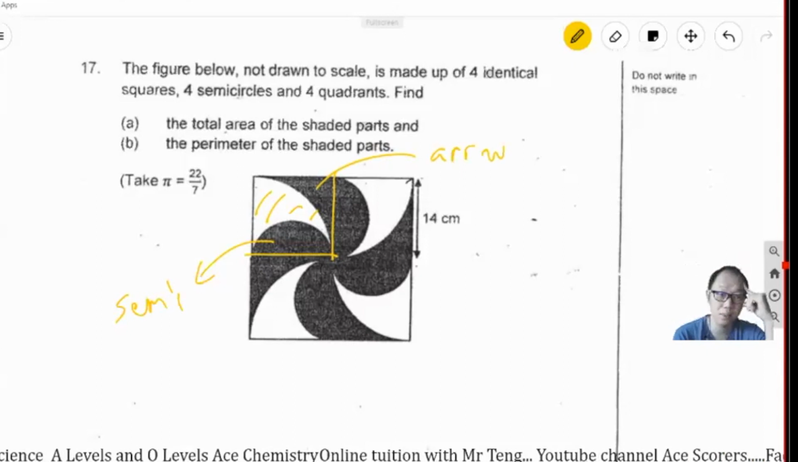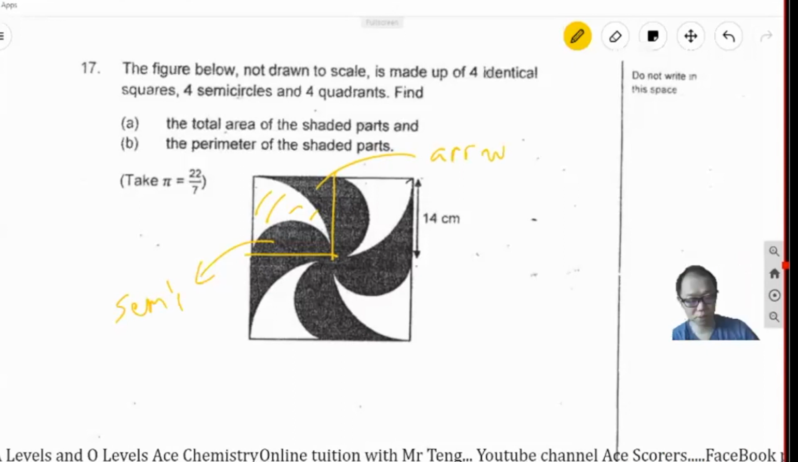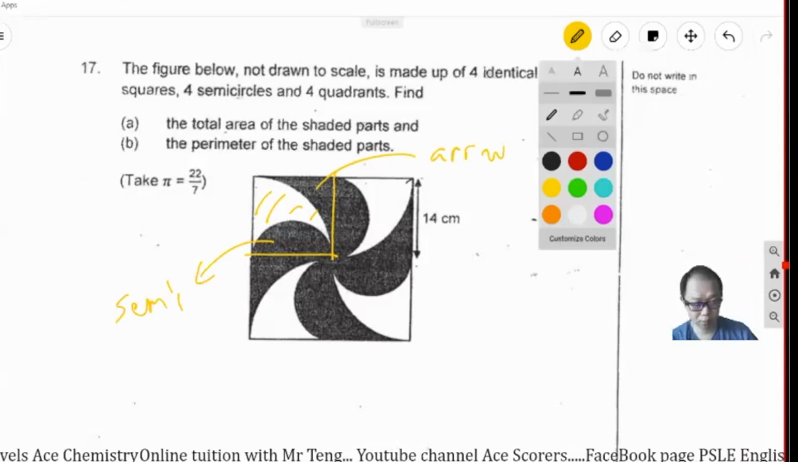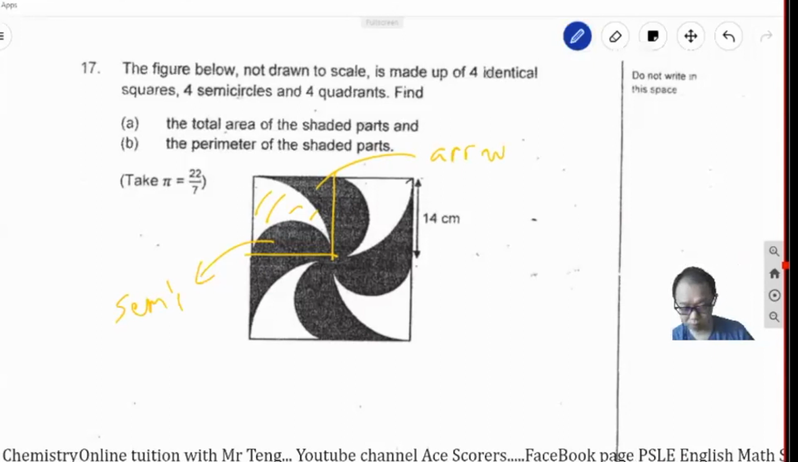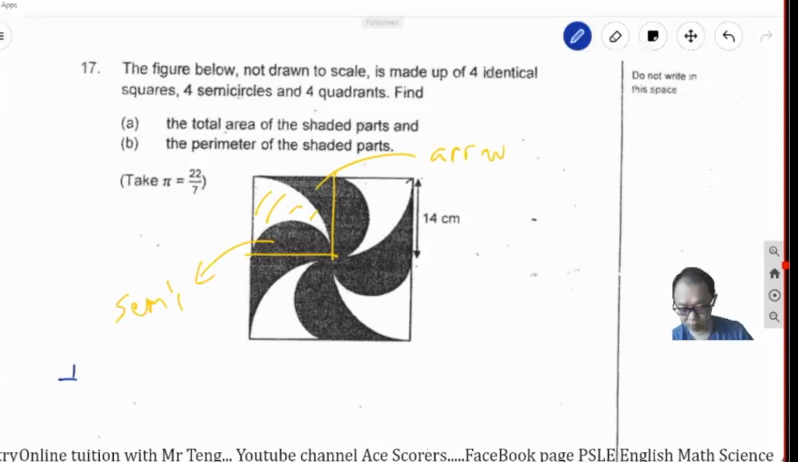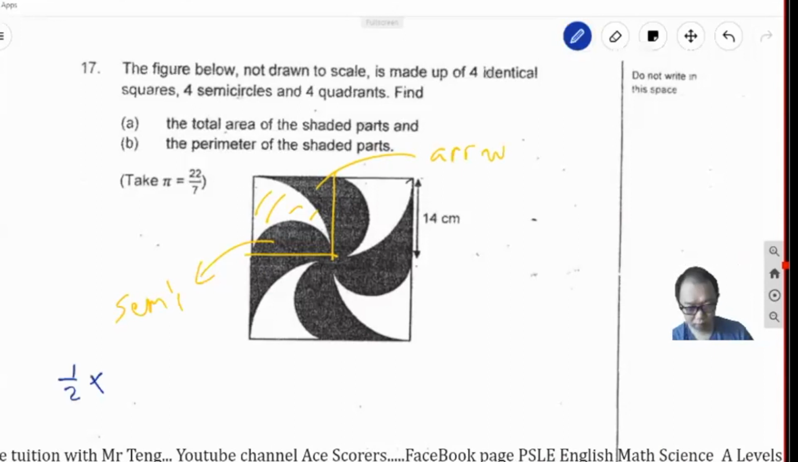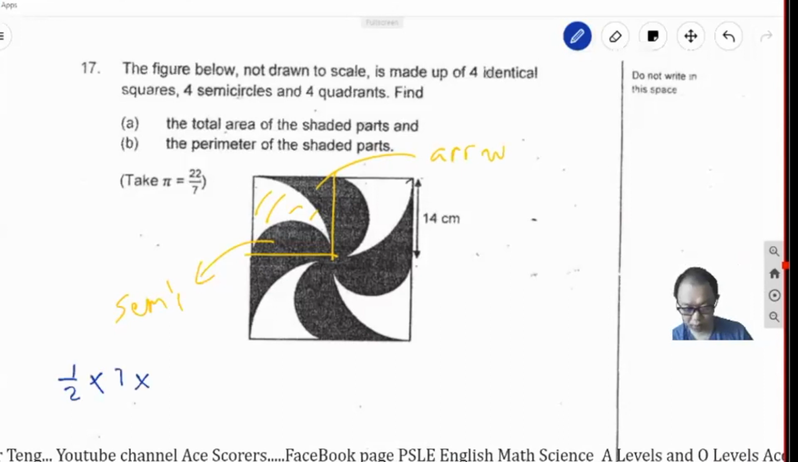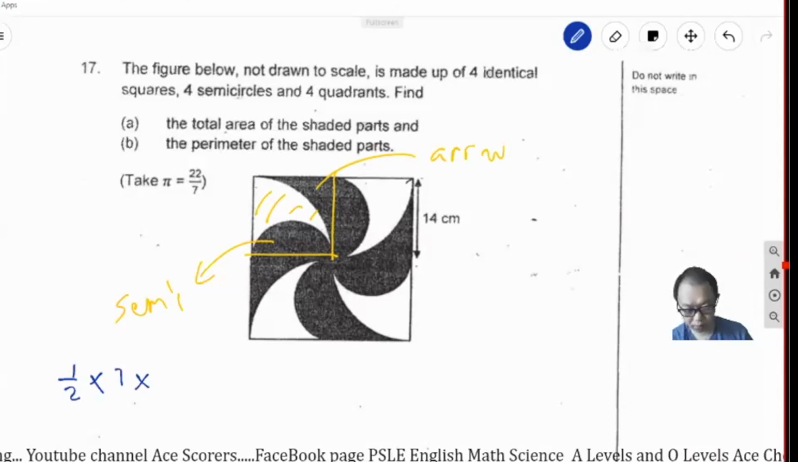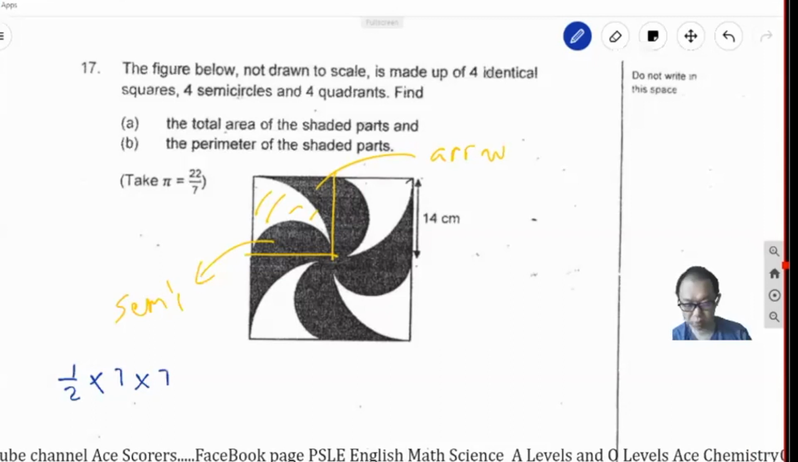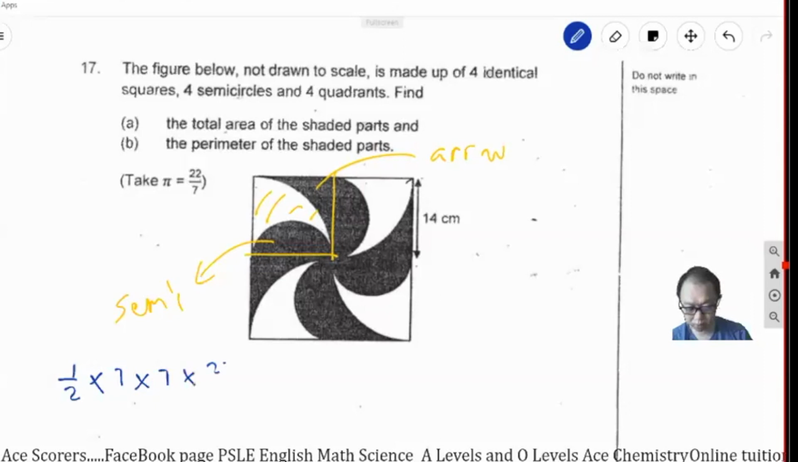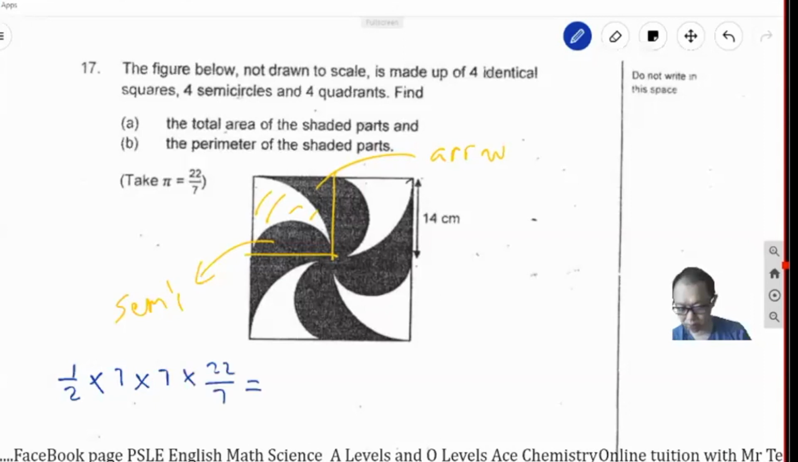So 14, okay, let's do the semicircle. What is the semicircle? I'm gonna use the color blue. Semicircle is half times 7 times 7, half pi times pi, it's 22 over 7. Okay, this is the semicircle.